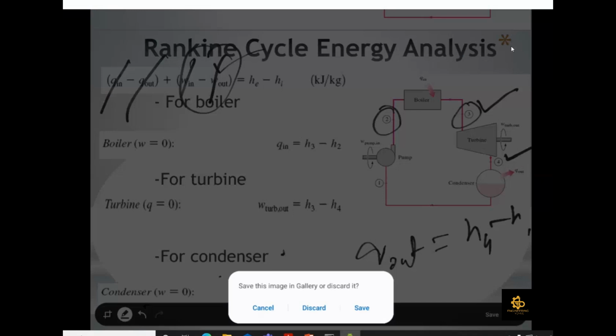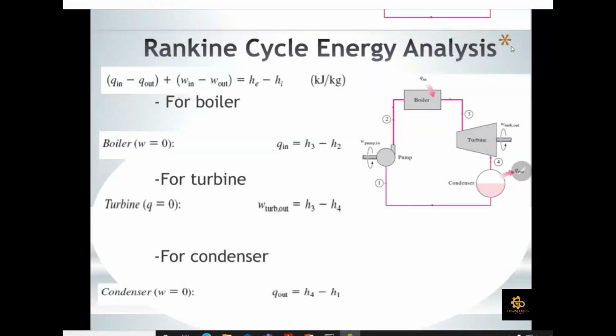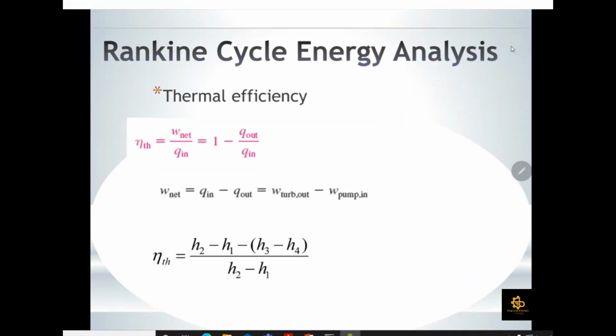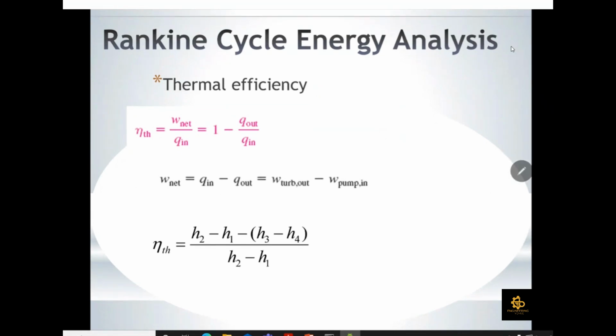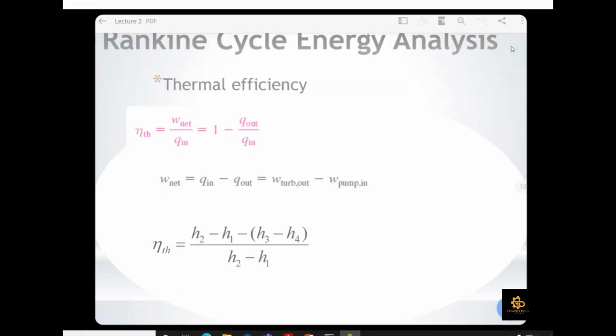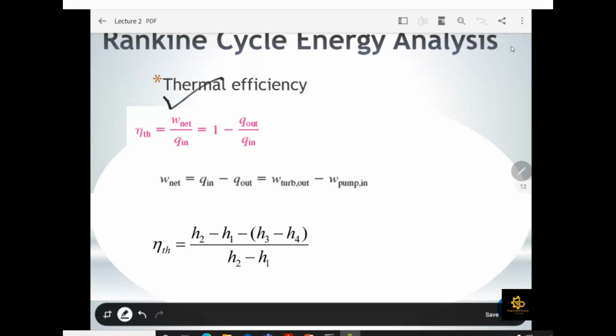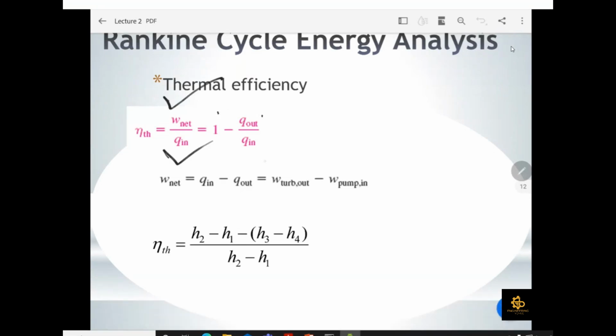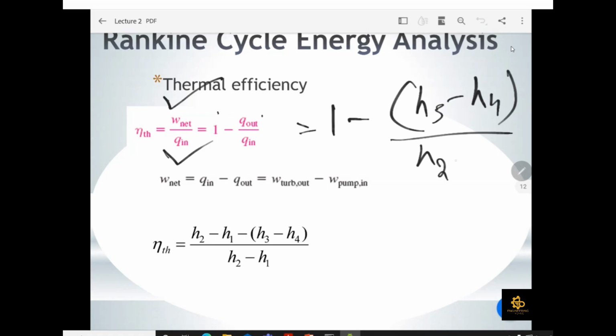So what you have to do is just find out the enthalpy values, and you can easily find out your thermal efficiency. Thermal efficiency is your W net over Q supplied, which is equal to 1 minus Q out over Q in. So if you analyze 1 minus, what is your enthalpy relation for Q out? It's H3 minus H4, and Q in is H2 minus H1, right? Now rearrange it and you will get this relation.